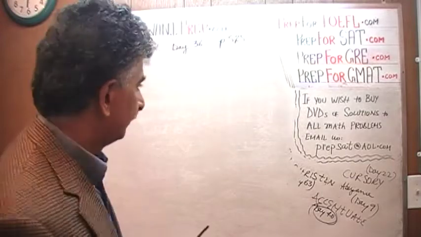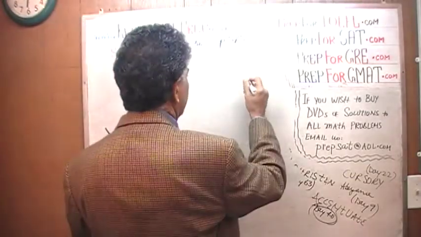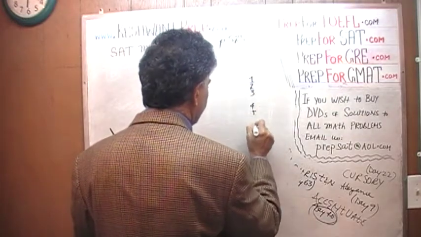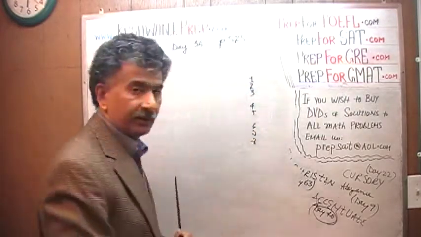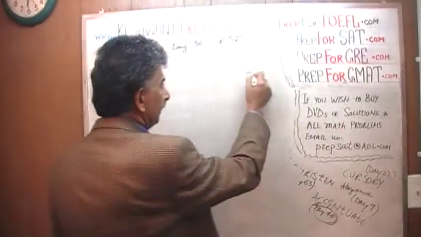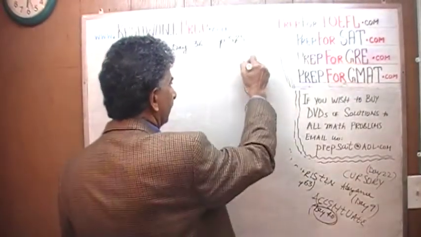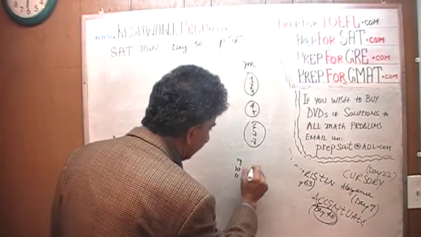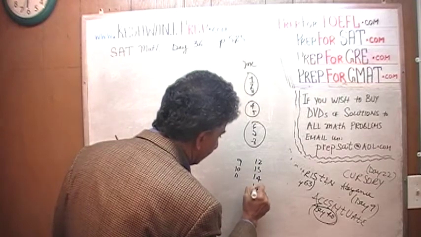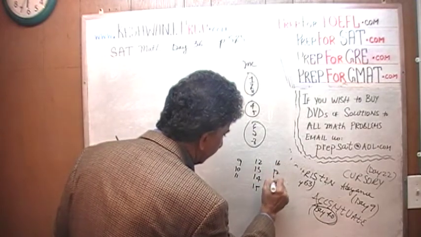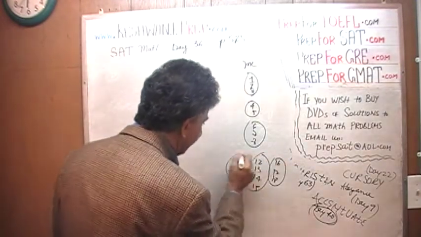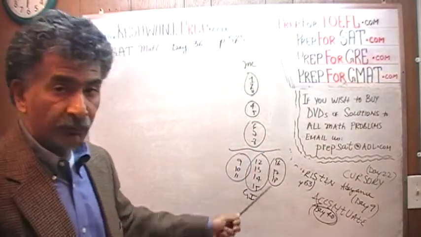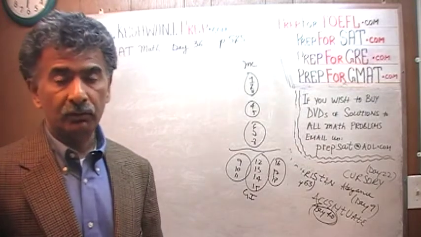There are 18 questions. The first 8 questions are multiple choice questions: 1, 2, 3, 4, 5, 6, 7 and 8. That's the end of the story. These are multiple choice questions, easy, medium and hard. And then starting from 9 through 18, these are grid-in questions. Since there are two different types of questions, there are two different scales. There are two different difficulty scales.